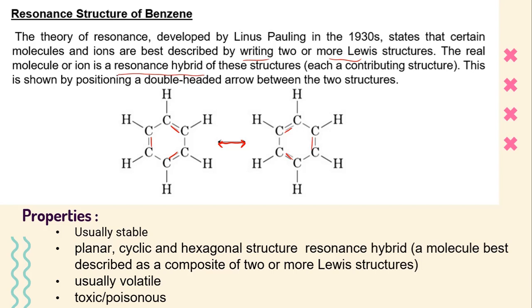Your benzene has unique properties as well. They are usually stable because they have a lot of double bonds, and also only one H per carbon, and their shape is planar, flat, cyclic. It's a closed chain, and there's a hexagonal structure. Resonance hybrid: a molecule best described as a composite of two or more Lewis structures. So a combination, either one of these two. It's usually volatile also, and it's toxic or poisonous. These are the properties of this benzene and also the aromatic hydrocarbons.